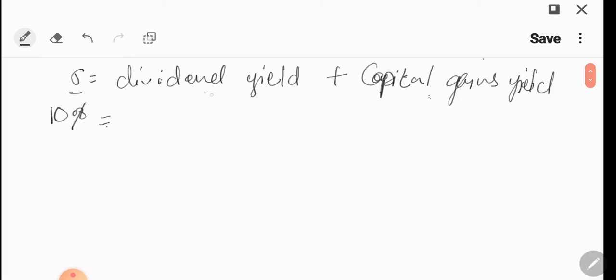Now this 10% may well be coming to them in the form of dividend, and there is no increase in the stock price. So the capital gain is 0. You are meeting their criteria for required rate of return. So the investors will be satisfied and your stock price will not increase.